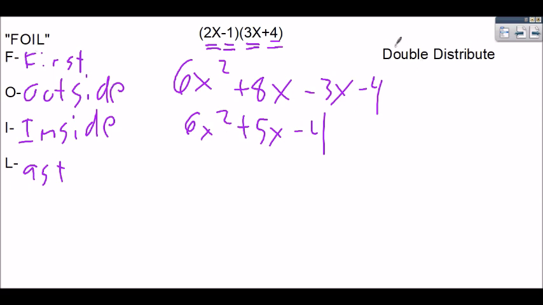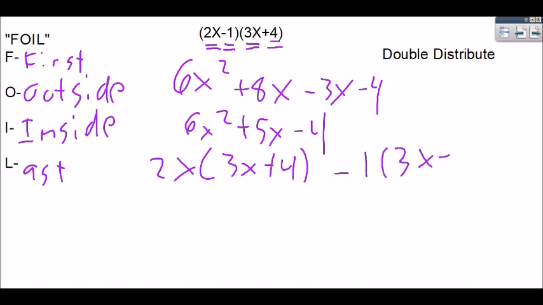A faster way is just to say double distribute, which means picture it more like 2x times everything, minus 1 times everything. So that means that this 2 is getting distributed twice, and this -1 is getting distributed twice. So that way you don't have to remember which ones get multiplied to what. Just start left to right, make sure that this multiplies to everything, and then this multiplies to everything. So when I do that, I'm going to get the same answer as here without having to remember this crazy acronym.